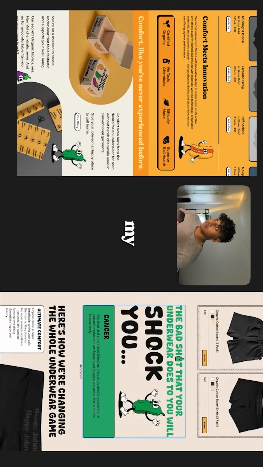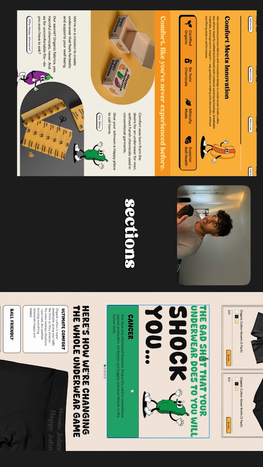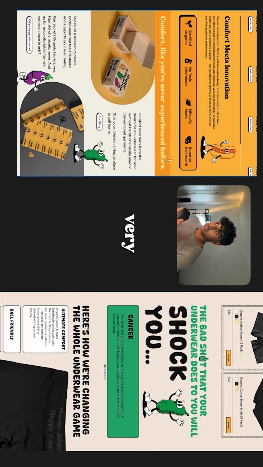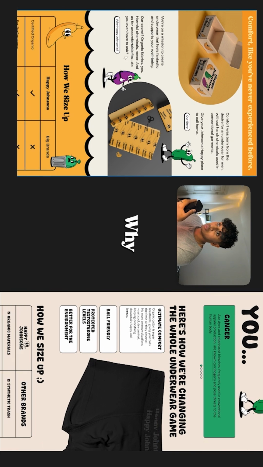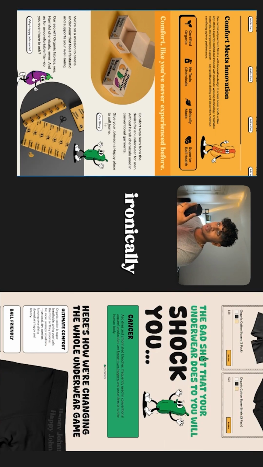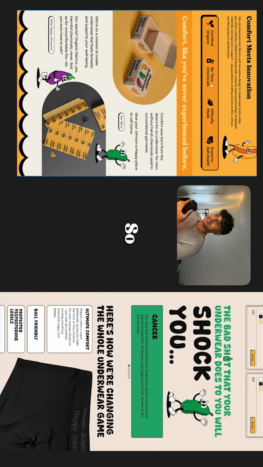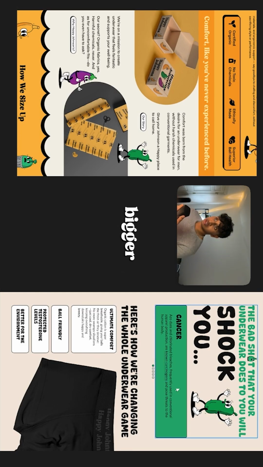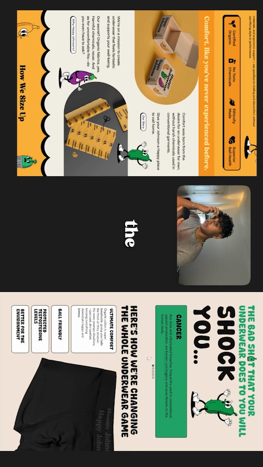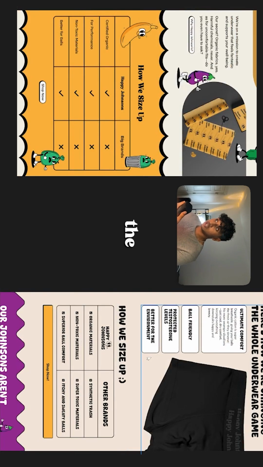So as you can see, my benefits and pain point sections are much bigger than his. His are very small. And then, well, he goes straight into the Our Story, Why Happy Johnsons, which is ironically bigger than the actual benefits. So that's pretty interesting. But yeah, benefits and your pain points should obviously be bigger and more informative than the actual story because you want to educate the consumer about your product.